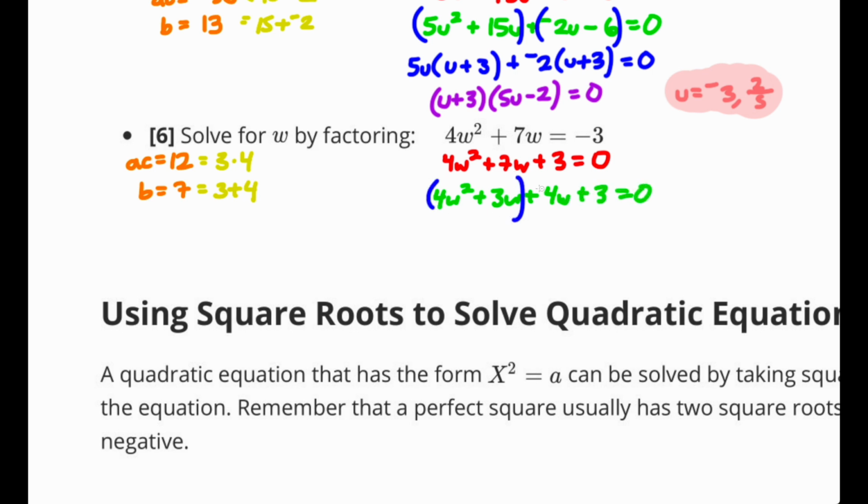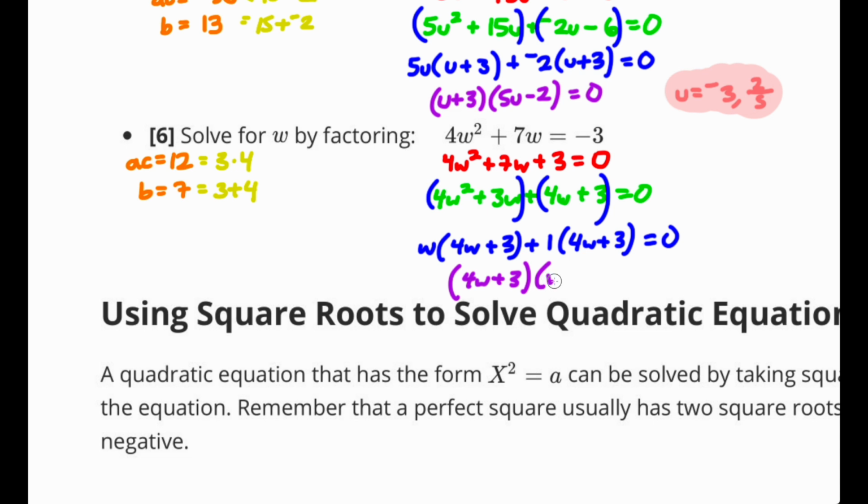Okay, factor by grouping, and you're going to factor out a w here, and it's going to be 4w plus 3, plus, factor out a 1 here, 4w plus 3. There's those twins that we want. The 4w plus 3 is in both spots here. So 4w plus 3 times w plus 1 is equal to 0. Okay, now from here, you can solve. You should have negative 3/4 and negative 1. So w is equal to negative 3/4, or w is equal to negative 1 for the answer there.